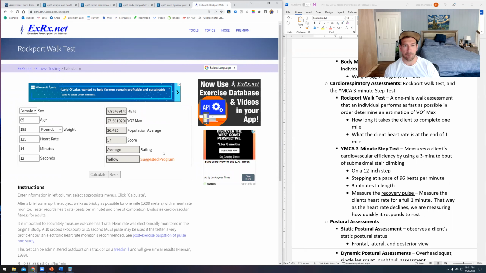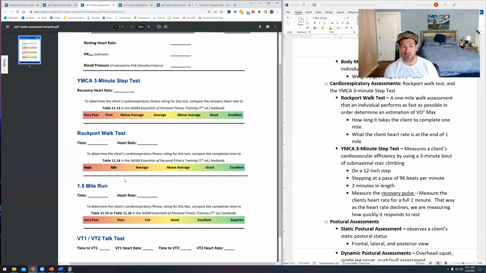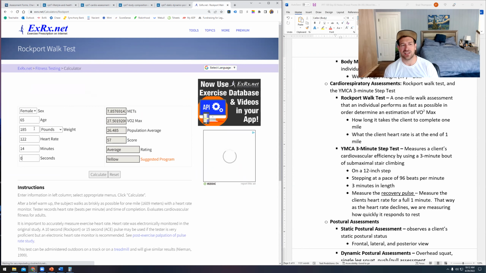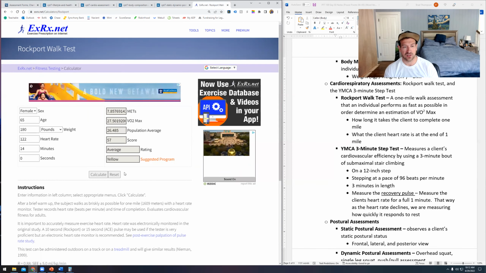I hit calculate, boom, they fall into the average category. Workout's the same, average is still very much zone 1, but I'm just about to break into zone 2. So again, another 30 days, let's say they get a little bit better, 122, we'll say 14 minutes and 0 seconds, 14 minutes on the dot, they lost another 5 pounds. Come on. Nope, still average.